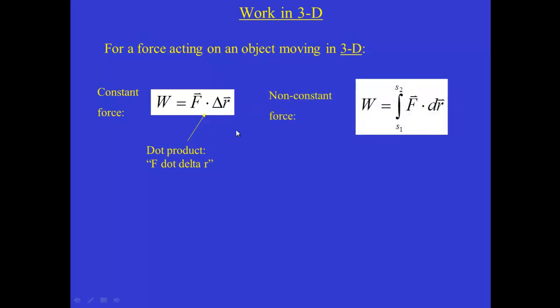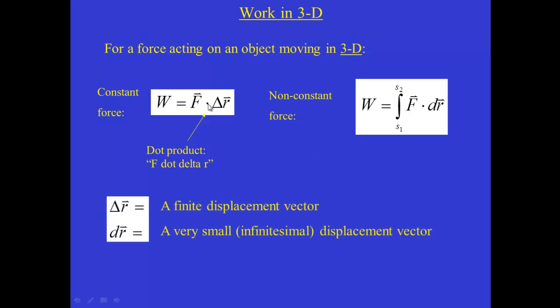Now how do we evaluate this? Well, we'll get there in just a second, but let me also indicate that if the force in question is not constant, we take a similar kind of dot product, except instead of delta r, we call it dr, because it's a very, very small displacement, and then we have to add up this quantity from the initial point to the final point. That's what S1 and S2 represent, the initial and the final points.